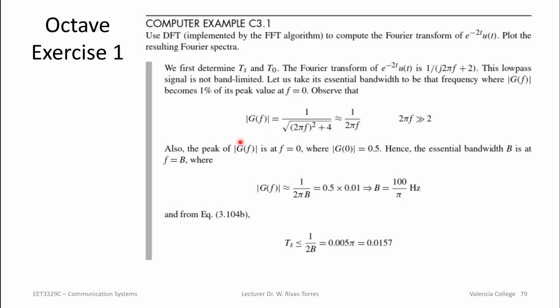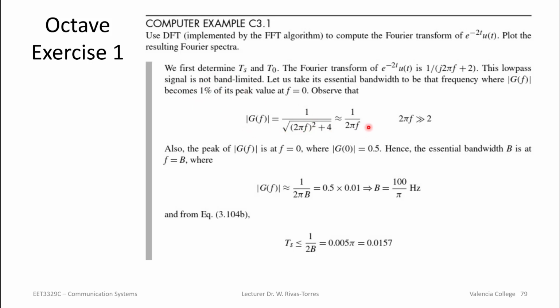Furthermore, if we say that 2 pi f is much greater than 2, looking at this denominator, then this 2 is no longer that critical. It contributes very little, and this whole thing becomes 1 over 2 pi f. All right, so that becomes the magnitude, and we're going to assume that 1% is at a frequency where we can make this approximation.